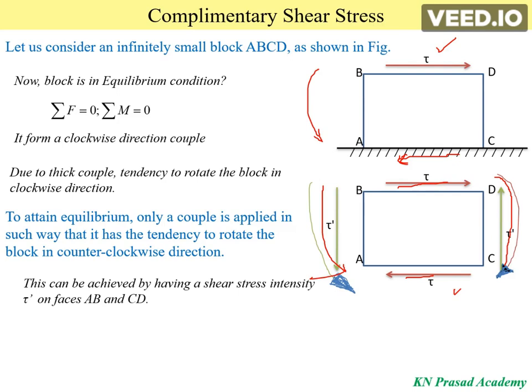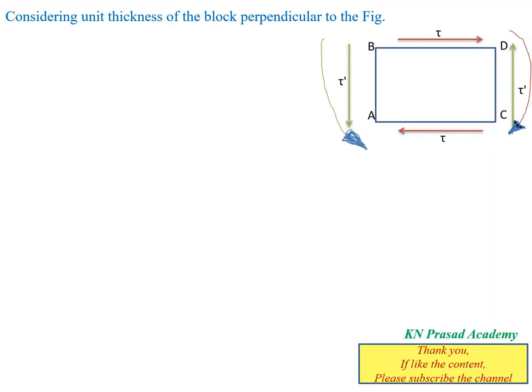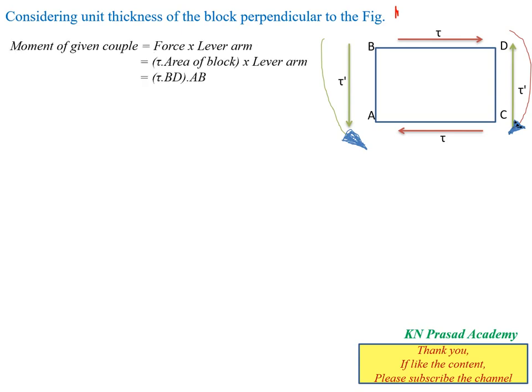To achieve this, we apply shear stresses on the faces AB and CD. Let us consider the thickness of the block to be unit, perpendicular to the figure, that is, thickness equal to 1. Next we calculate the moment of the given couple, due to the applied shear stress parallel to the face BD. We know the moment is force into perpendicular distance, or force into lever arm.